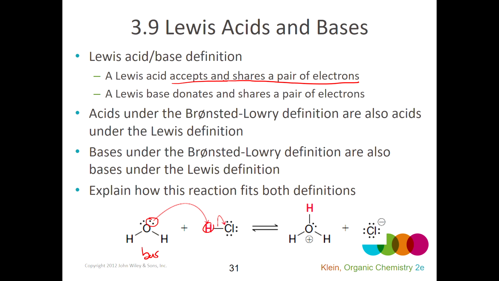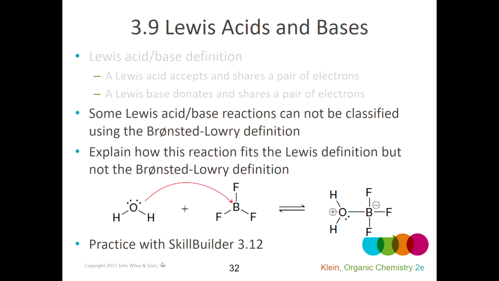So the base is still the substance that shares its electrons. We can think of it as picking up a proton, or we can just think of it as sharing its electrons with something. The acid is the one that has an atom susceptible to sharing electrons with new electrons that come in. And so same definition, same species that we would have labeled a base under the Bronsted-Lowry definition, we also label it as a base under the Lewis definition. The Lewis definition, though, is more broad, and it covers reactions that the Bronsted-Lowry definition doesn't really think of as acid-base reactions.